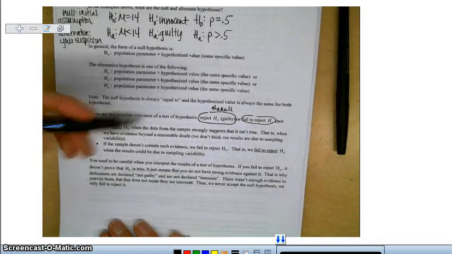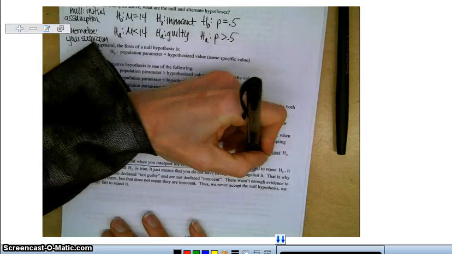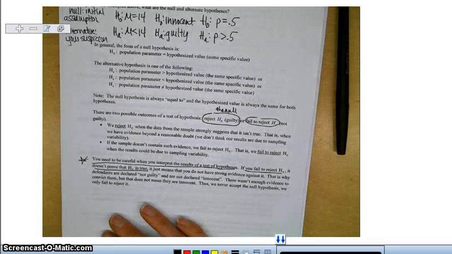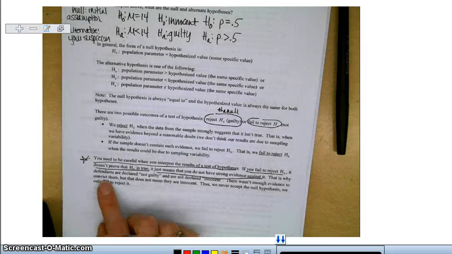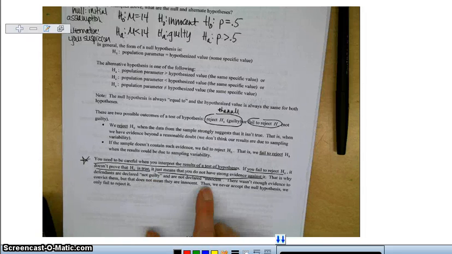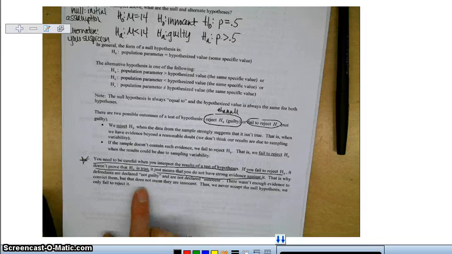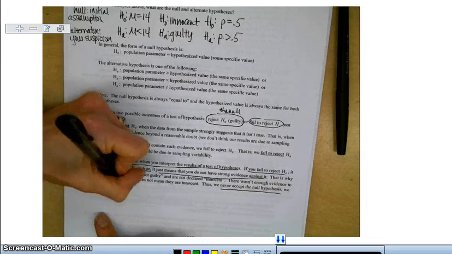You'll need to be careful when you interpret the results of a hypothesis test. If you fail to reject the null, it doesn't prove that the null is true. It just means you don't have strong evidence against it. That is why defendants are declared not guilty and not declared innocent. There wasn't enough evidence to convict them, but that does not mean they are innocent. Thus, we never accept the null hypothesis. We only fail to reject it.